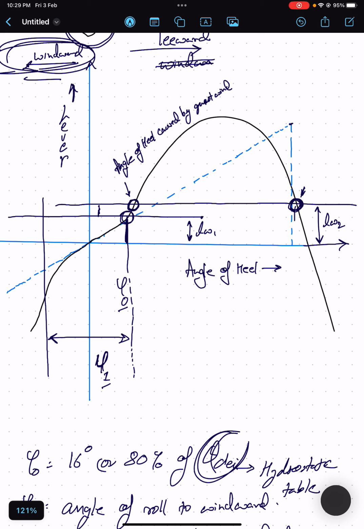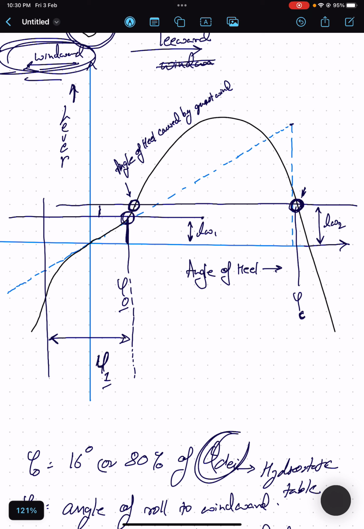We take a straight line down and we'll call it phi C. So first cut, first intercept is known as point of angle of heel caused by the gust wind, and the second cut or the second intercept is between LW2 and the GZ curve. Okay, so phi C is angle of second intercept between LW2 and GZ curve.